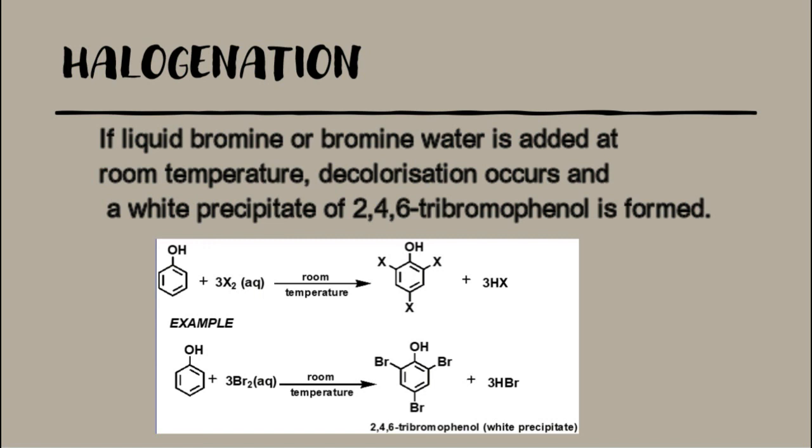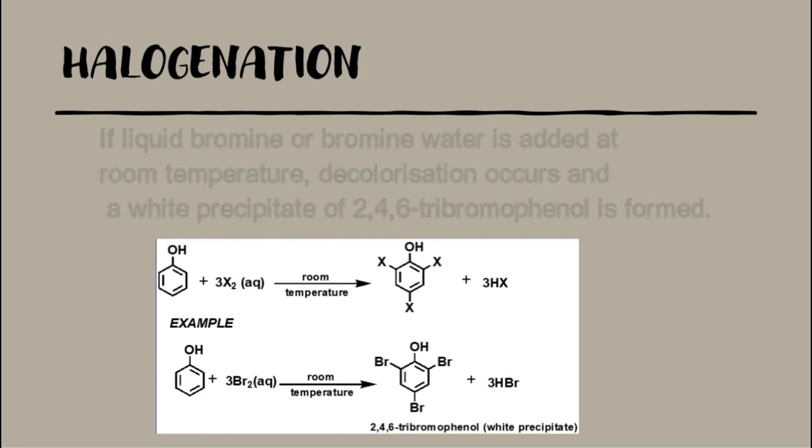Now, look at the image. For example, when phenol reacts with bromine, it will form 2,4,6-tribromophenol. Why 2,4,6-tribromophenol? It is because the reaction is ortho-para directing.